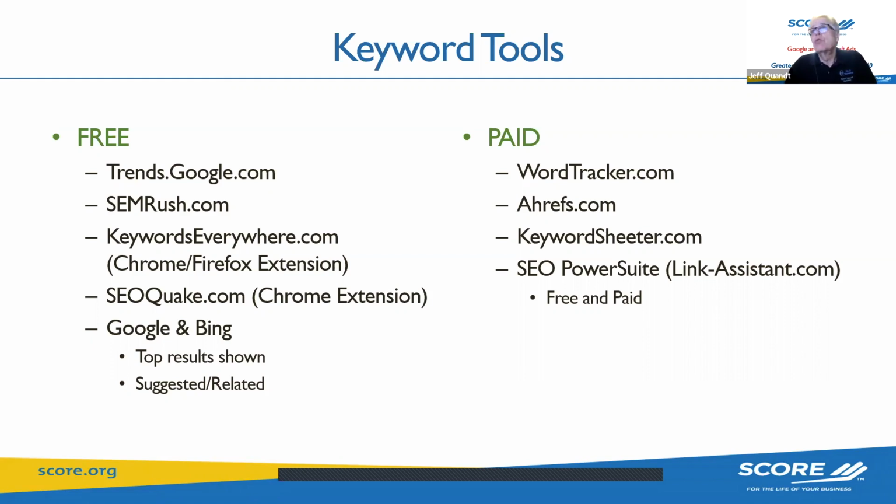Okay, paid tools over on the other side: wordtracker.com, Ahrefs, keywordcheater.com, and SEO Power Suite. Now, SEO Power Suite is a tool that I actually use. I use the paid version, which is very powerful for what I have. But there's also a free version that you could download. It doesn't give you all the bells and whistles, but it does give you some information that may be very helpful to you.